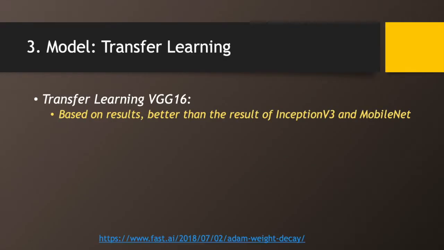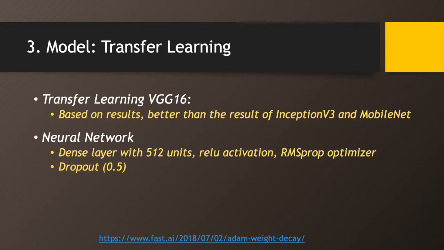The transfer learning convolutional network base we choose is VGG16. This choice is based on the results, because we found that the results of VGG16 are better than the results of Inception v3 or MobileNets, which are other models that we tried. The features extracted from the VGG16 model are then fed to a neural network, which is just a single dense layer with 512 units, ReLU activation, and RMS-prop optimizer.